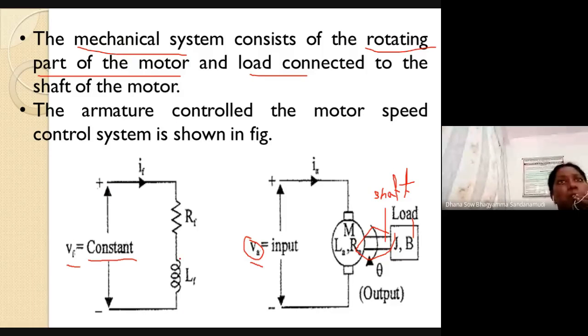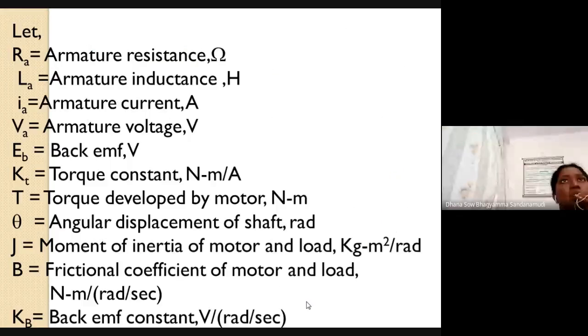This is the field winding circuit. This is the armature circuit. Now, you know all this notation: armature resistance, armature inductance, armature current, armature voltage, back EMF induced in the motor, torque constant, torque developed by the motor, and angular displacement of the shaft. You know. The load will have its own mass.